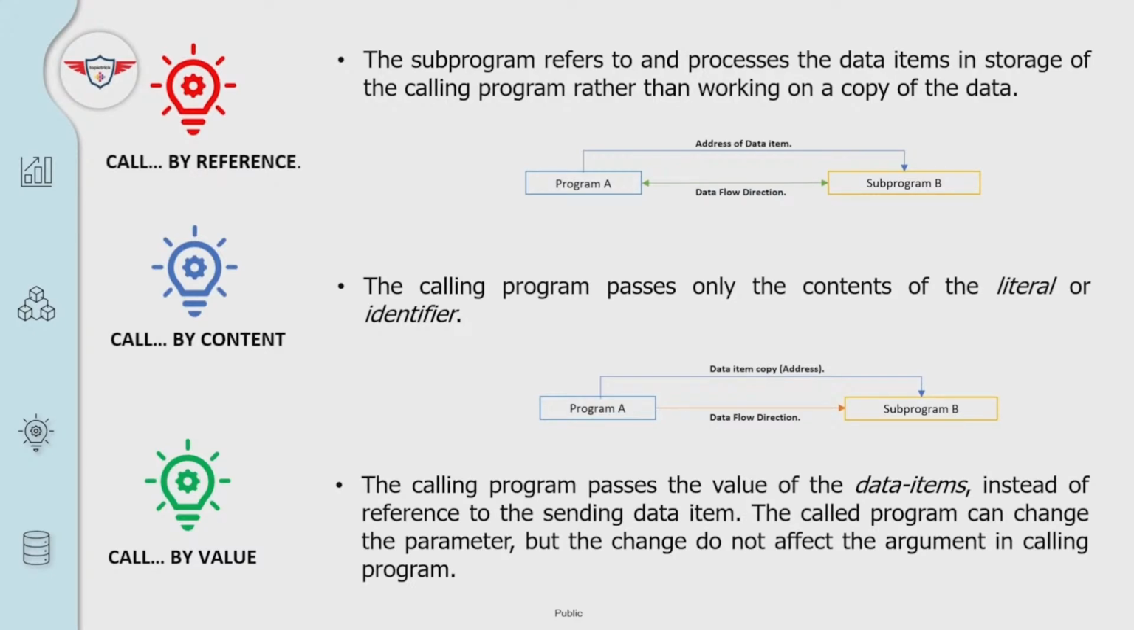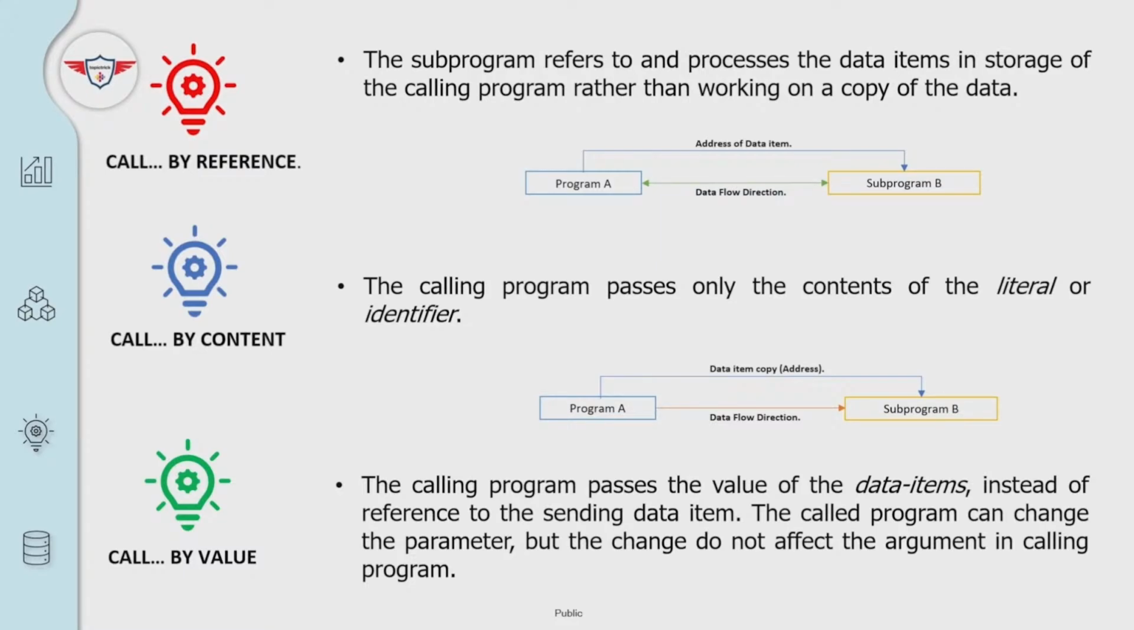The last parameter is call by value, and when you use call by value, the calling program passes the value of the data item instead of the reference to the sending data item. The called program can change the parameter, but the change does not have any effect on the calling program's arguments, because the subprogram only has access to a copy of the data.